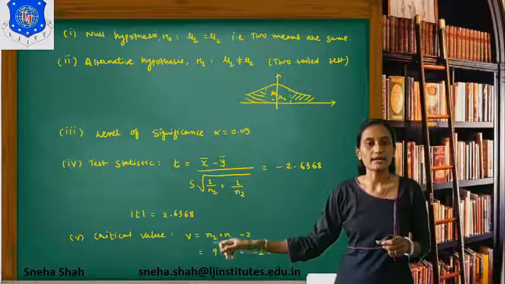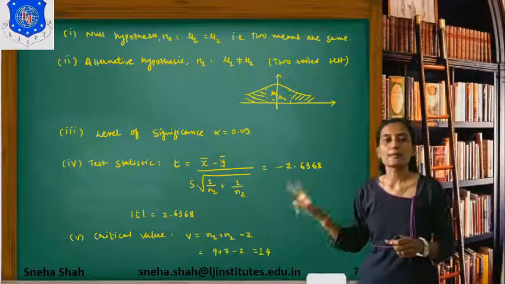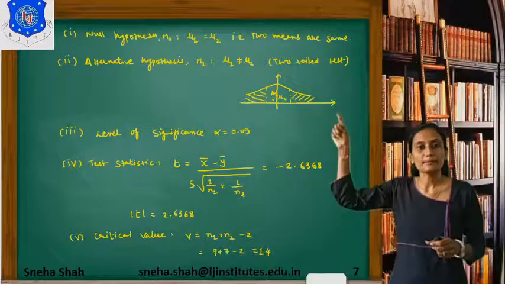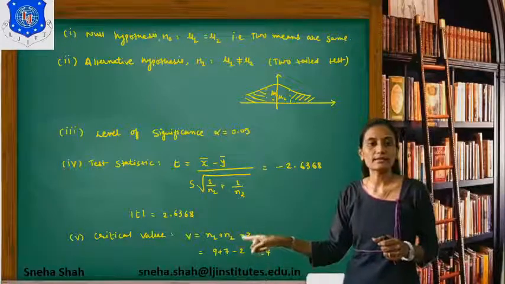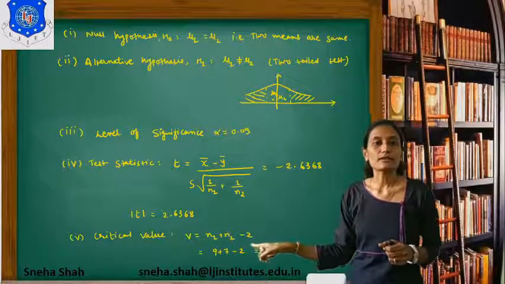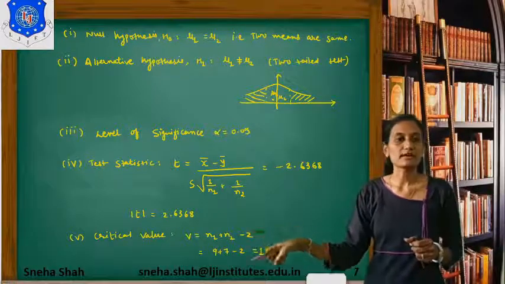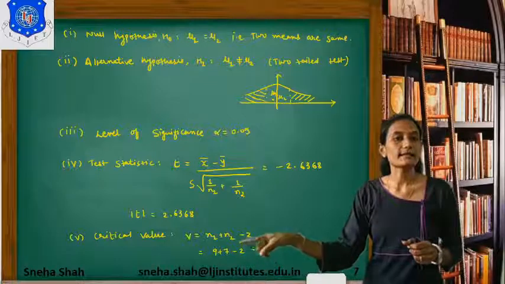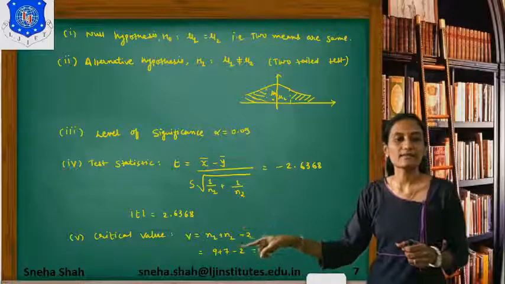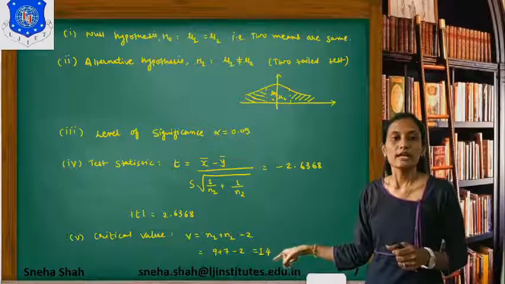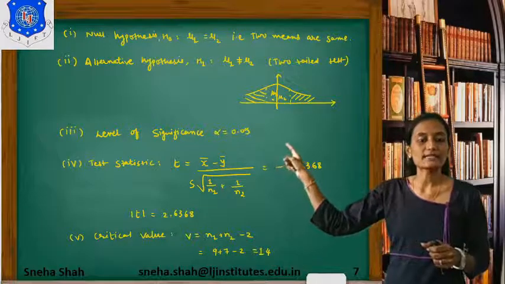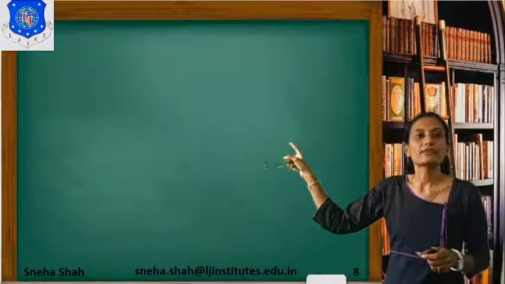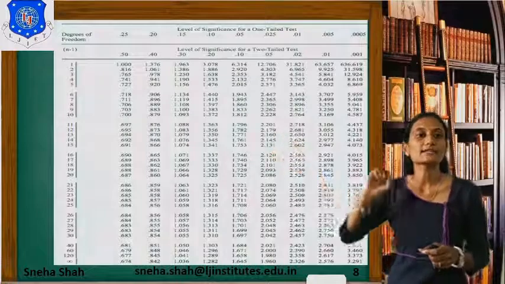In this, we will first find the V number. V number equals N1 plus N2 minus 2, because we have taken two different means, right? So for these two different means, its value will be N1 plus N2 minus 2. If we put the number of samples for the first and second random variable as 9 and 7, then 9 plus 7 minus 2 equals 14. So we will take V number equals 14 and level of significance 0.05, and from this t table we will find its value.